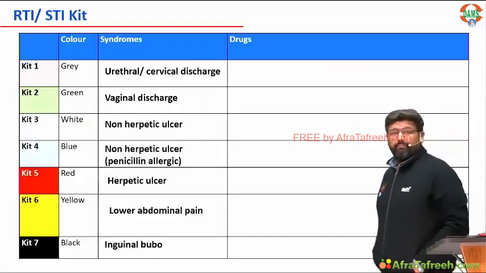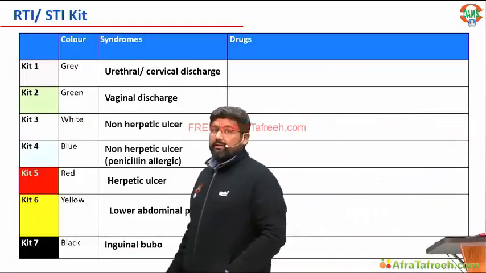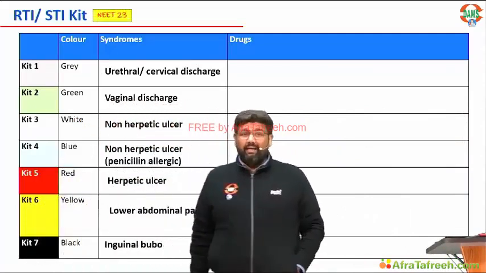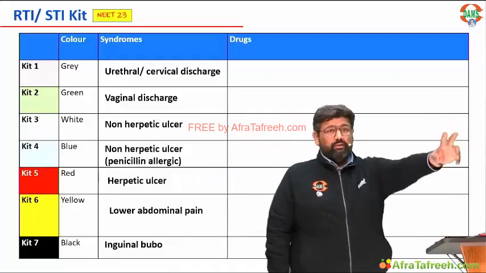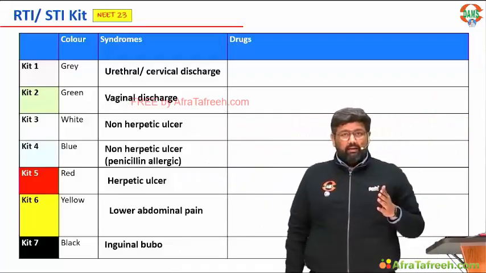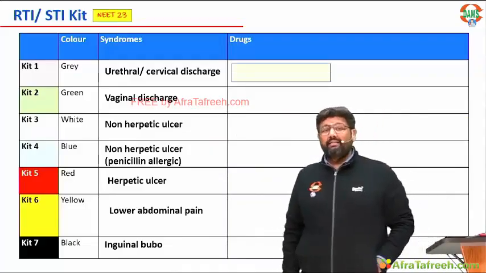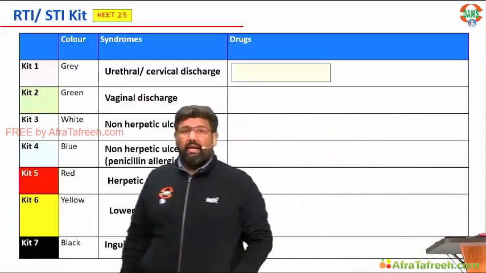Chalo, next. RTI STI kit, this is very important. Kit number 1 is a grey kit. NEET PG 2023 question was there. This is for urethral and cervical discharge. Mnemonic is grey AC. Repeat with me the mnemonic, grey AC.